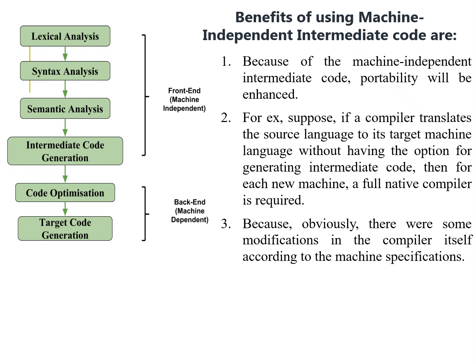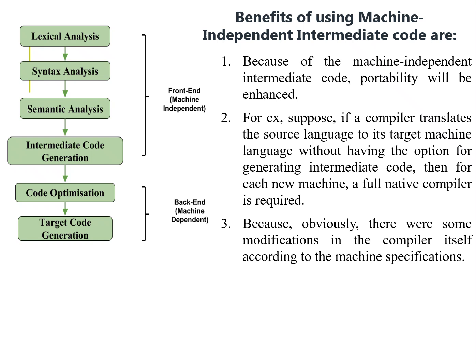Let us understand what are the benefits of machine independent intermediate code. Pay attention students, this can be a theory question for you all. What is intermediate code and what are the benefits of generating an intermediate code? So you can write these points which are mentioned on the slide. The first point is, because the code is machine independent, it is easily portable. You can easily transfer the program from one machine to another.